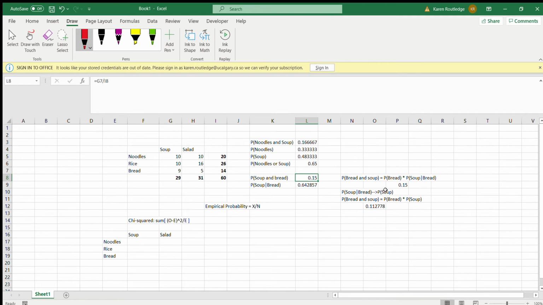And under that assumption of independence, we can rewrite this formal equation a little more simply and say that the probability of A and B, the probability of bread and soup, is equal to the probability of A, bread, times the probability of soup, B. And notice we don't have that conditional part because we are assuming, in this case, that bread is independent from soup, or that soup is independent from bread.